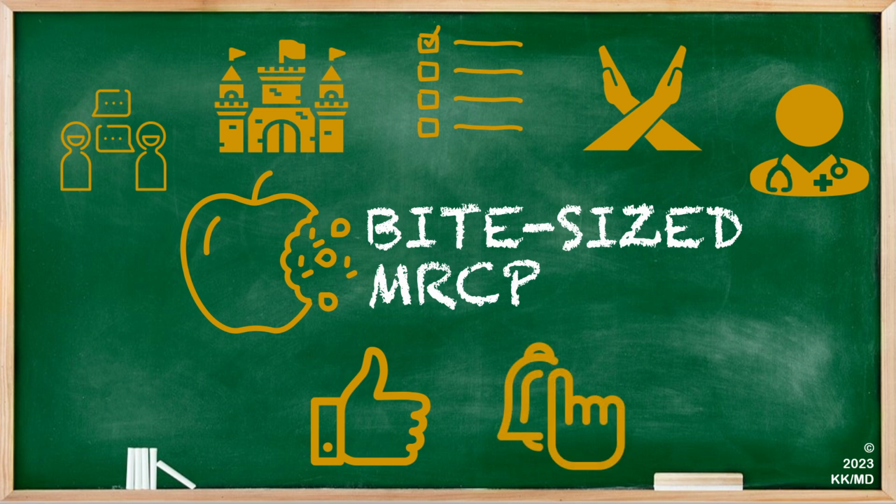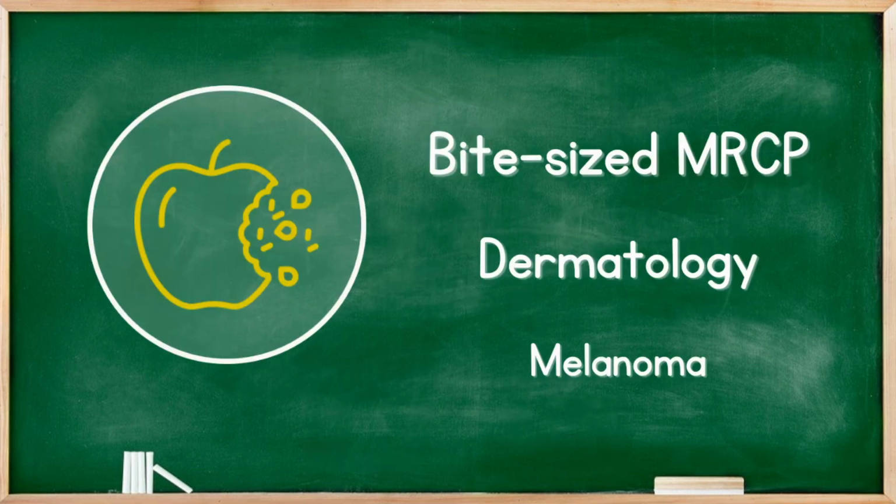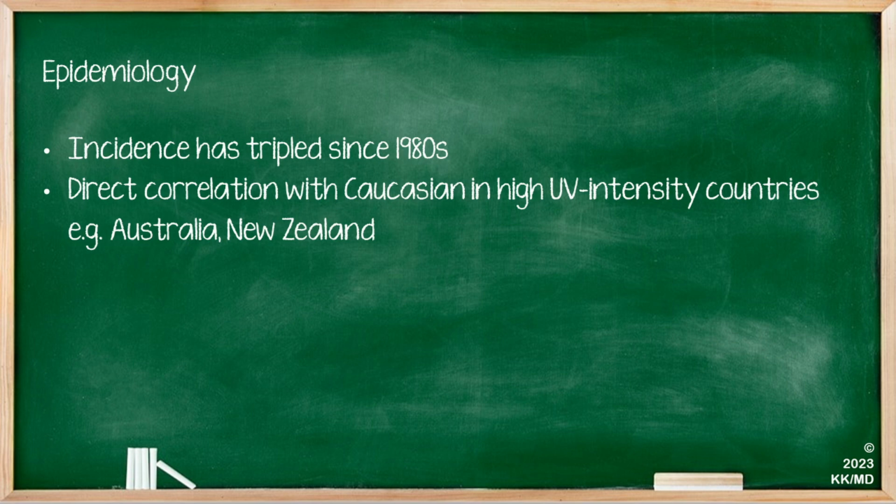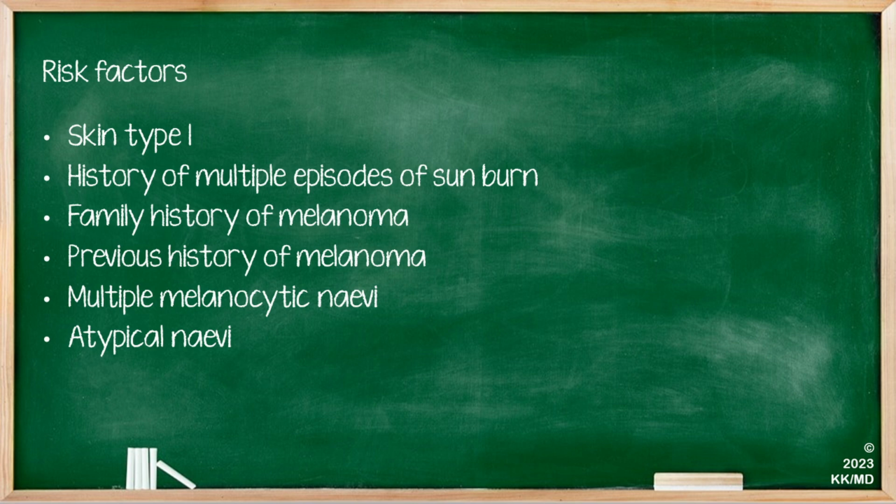Now, without further ado, let's get into today's topic, which is melanoma. So what is melanoma? This is a tumour arising from melanocytes and is a leading cause of death from skin cancer. The incidence of melanoma has tripled since the 1980s, and there is a direct correlation with Caucasians in high UV intensity countries, such as Australia and New Zealand. There are various risk factors for developing melanoma, including skin type 1, a history of multiple episodes of sunburn, family history of melanoma, previous history of melanoma, multiple melanocytic nevi, and atypical nevi.